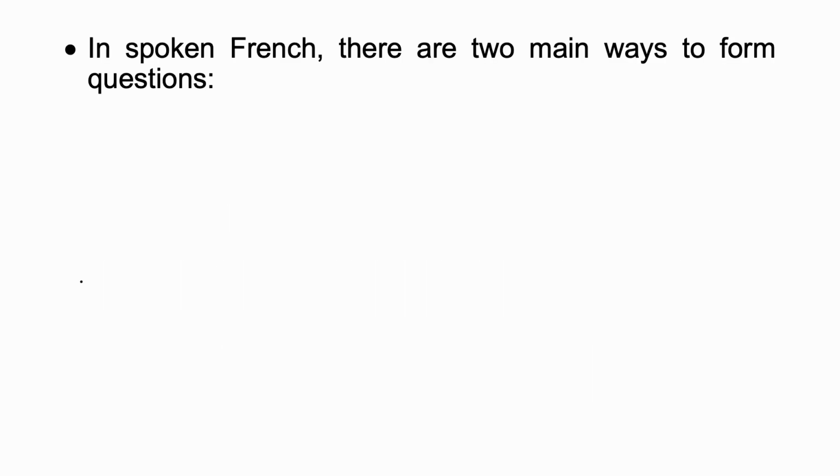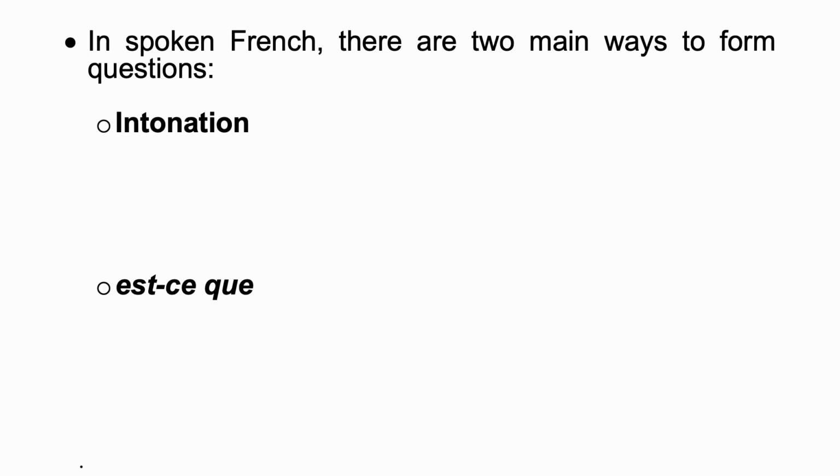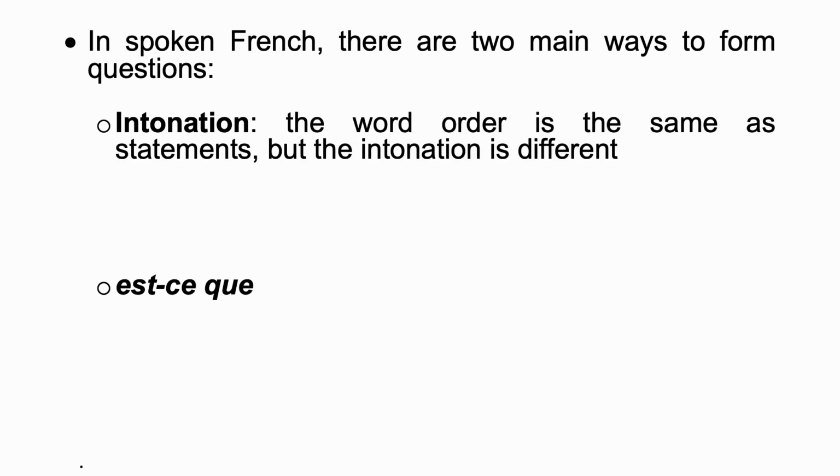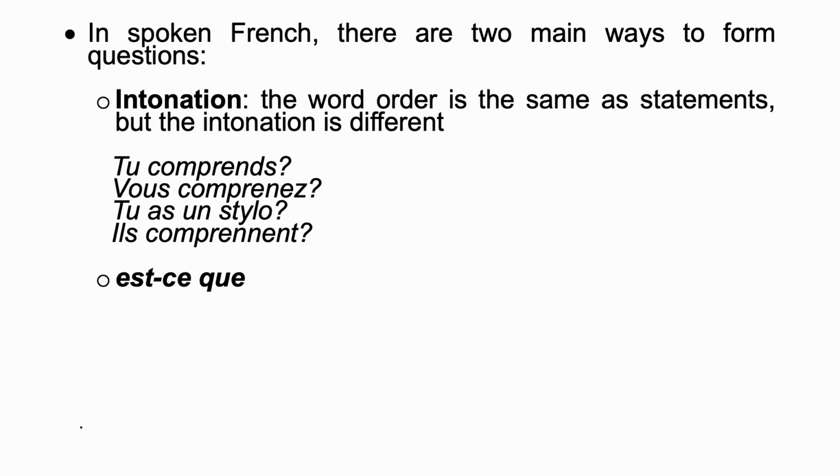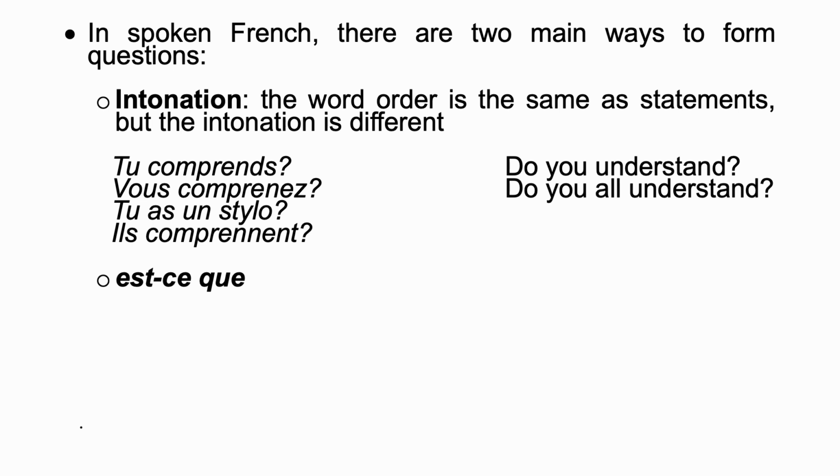In spoken French, there are two main ways to form questions: with the intonation and with est-ce que. With the intonation, the word order is the same as statements, but the intonation is different. Here are some examples. Tu comprends? Repeat after me. Tu comprends? Do you understand? Vous comprenez? Do you all understand?